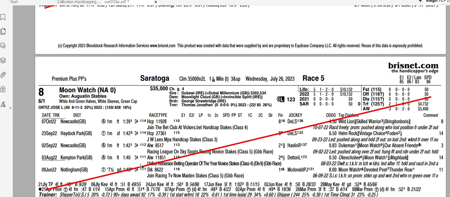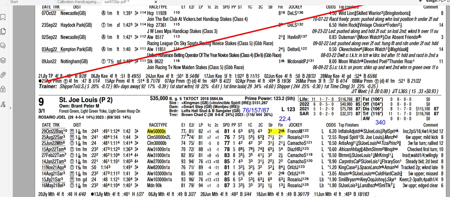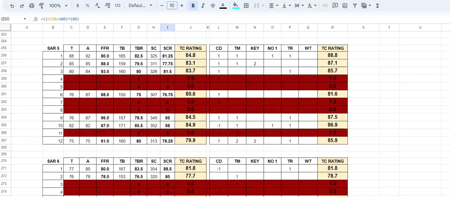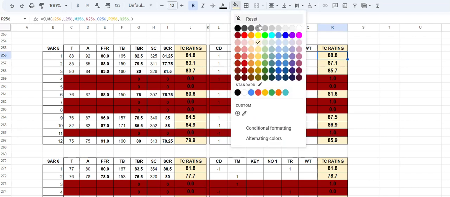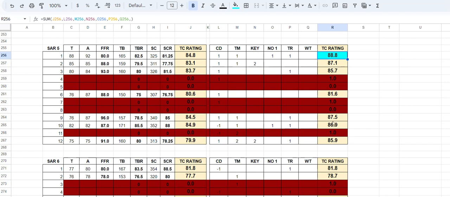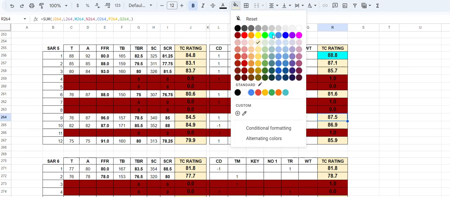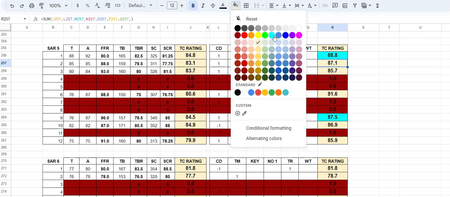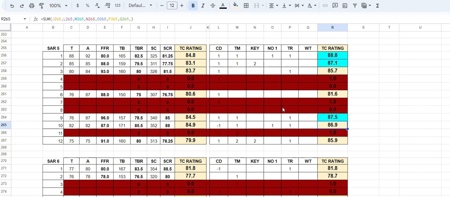We have a horse coming out of the shipper. Can't get anything out of this time-wise other than final time and final placement. The 10 horse, again, sprinter. But let's take a look at the chart. Chart points me to the 1 horse, the 9 horse, the 2 horse, and the 10 horse.